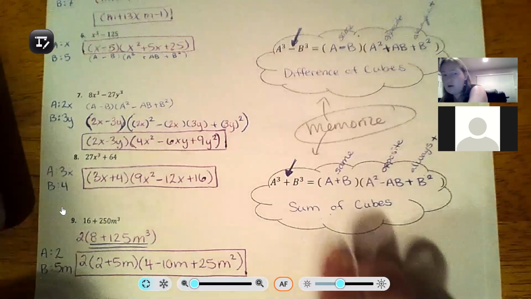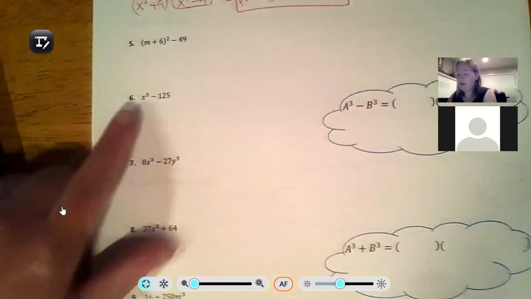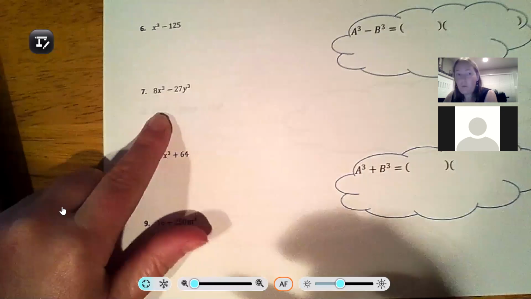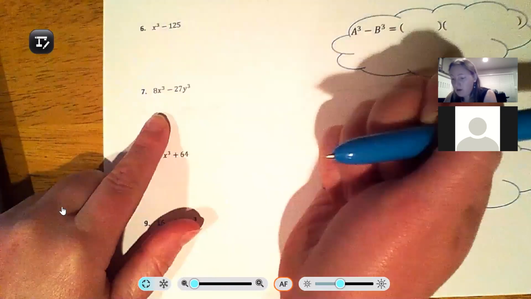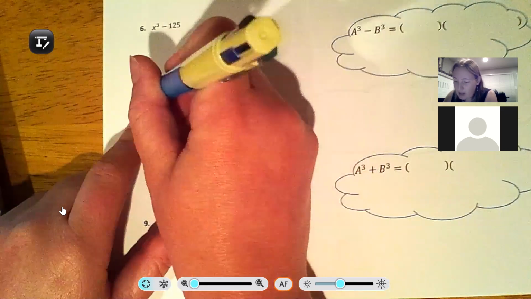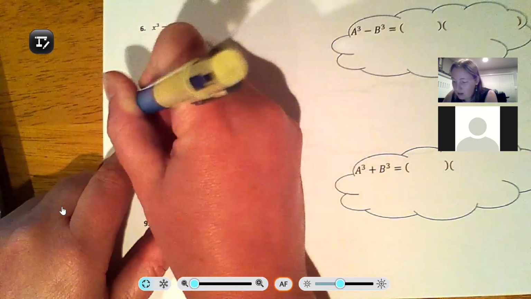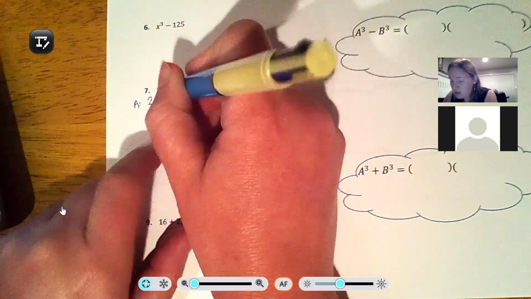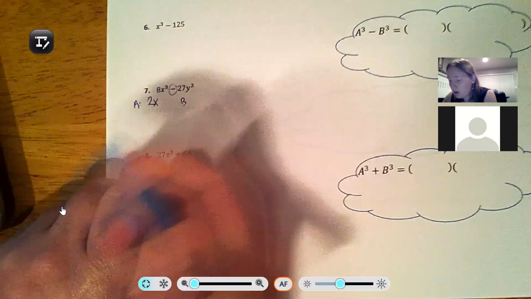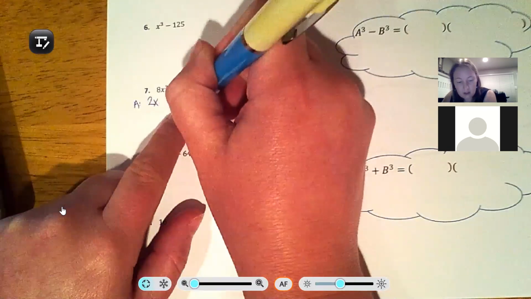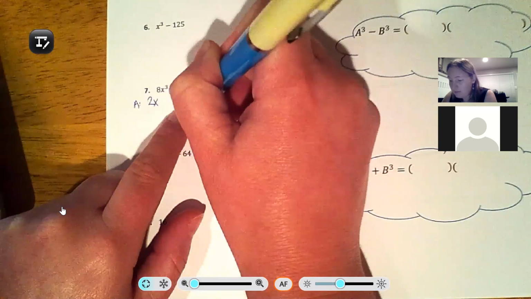where did that sheet go? So if we do one from scratch, let's do this one right here. So what's cubed is 8x cubed. So what cubed gives you 8 is 2. And what cubed gives you x cubed is x. And then the minus just tells us which rule you're going to use. So then you're going to look at this to figure out your b. So what cubed is 27? That's 3. And then a y.